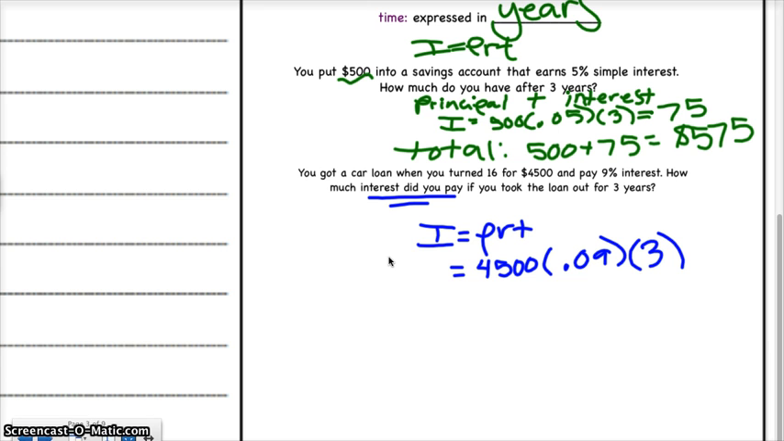And the bank earned $1,215 from me just for me borrowing the money. Okay? All right, and that's just the interest. That's not how much I ended up paying for the car, because how much I paid for the car would be what I borrowed and added to it the interest I paid the bank for borrowing it to me.